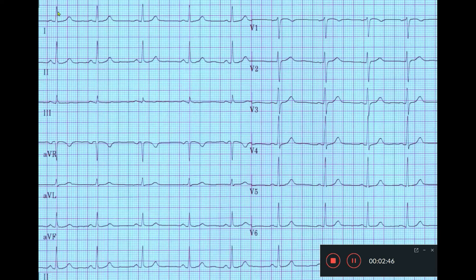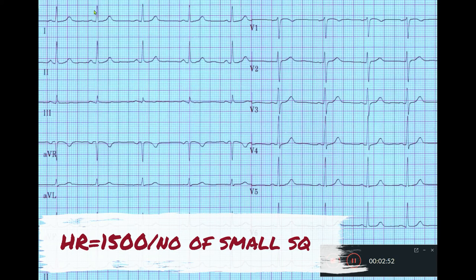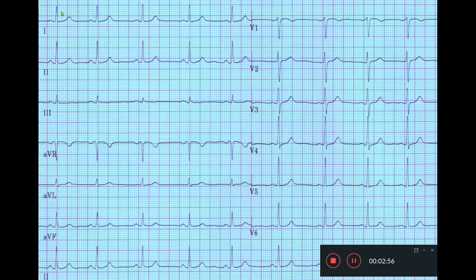Or if you want to refine it a little bit, you can divide 1500 by the number of small squares between the two RR intervals. So 1500 divided by 20, since 5 4s are 20. One big square has 5 small squares, and one small square is 0.04 seconds in duration and 0.1 millivolts in height. So that is the heart rate, and the rhythm was normal sinus rhythm.